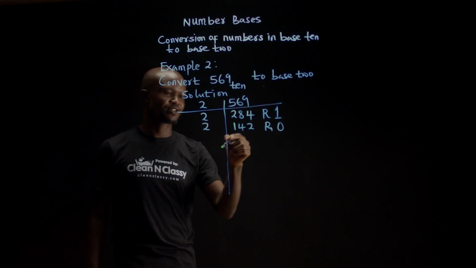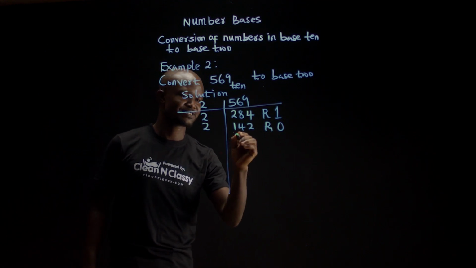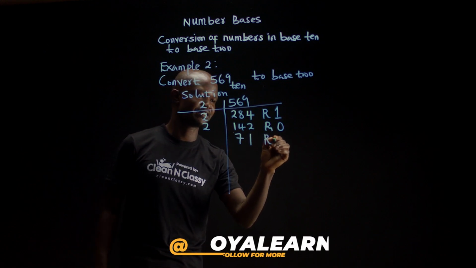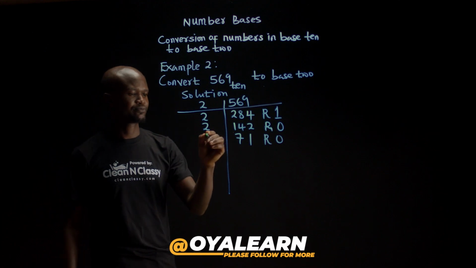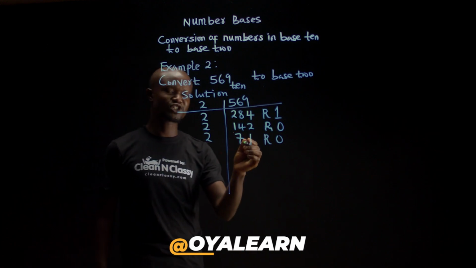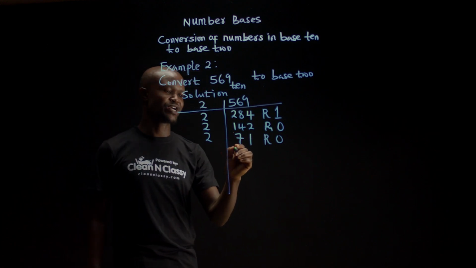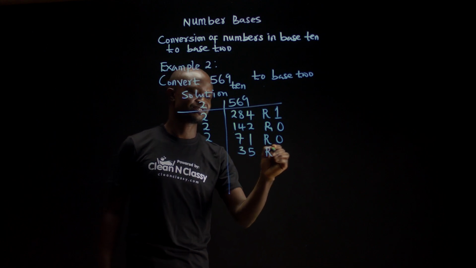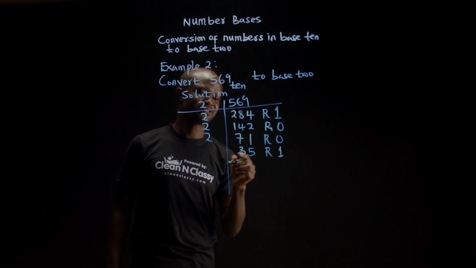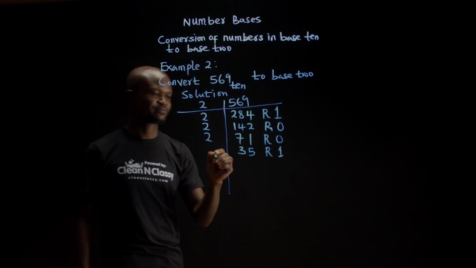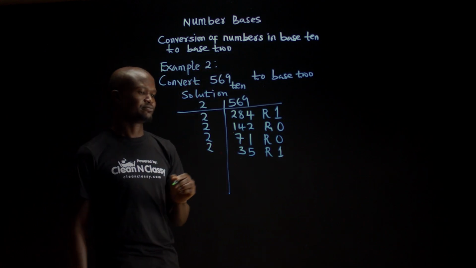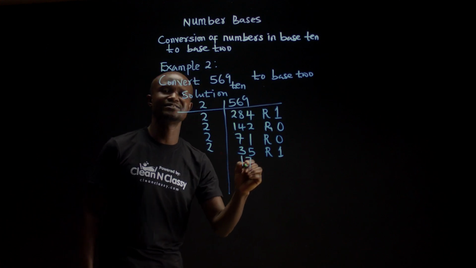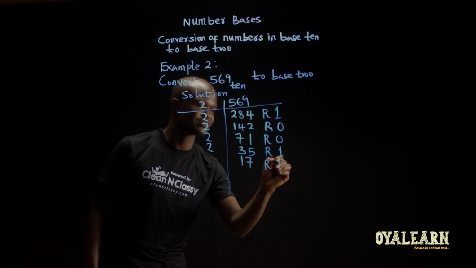Divide by 2 again. 14 divided by 2. 7. So 2 divided by 2. 1. So we have remainder 0. Now, 71 divided by 2. What do we have? That is 35. Remainder what? 1. Because 35 times 2 is 70. Now, 35 divided by 2. We have 17. That will be remainder what? 1.